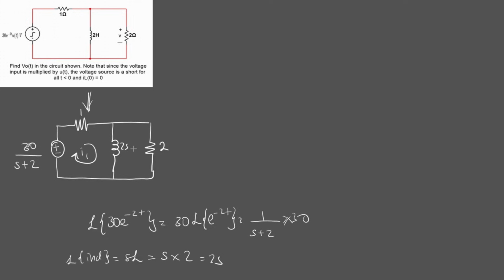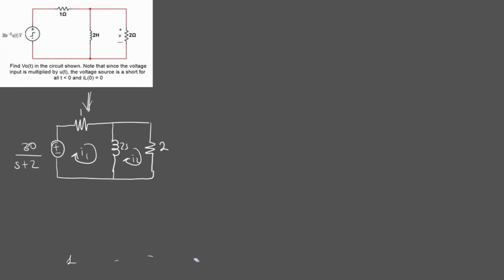We're going to label the loop currents I1 and I2 and do a mesh analysis. Let me erase so I have space to work. Let's get to work. Let's start with I1. So minus 30... I1 plus 2s into I1 minus I2 is going to equal 30 over s plus 2.